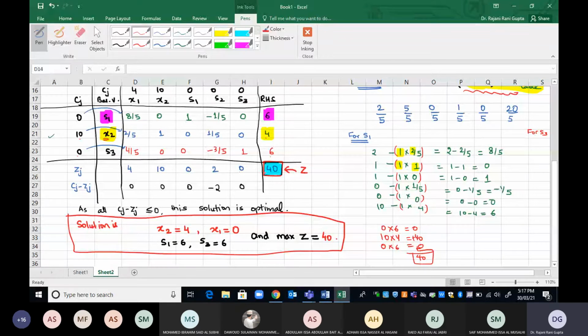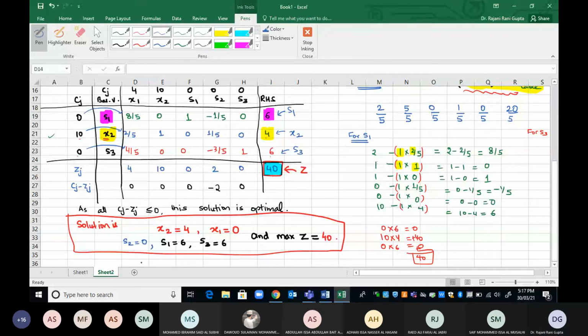So this is your Z value. And this is nothing but the value of x2. This is the value of s1. This is the value of s3. The variables which are not here: x1 is not here, so its value is 0. Even s2 is not here, so its value is 0. This is how you get the solution.